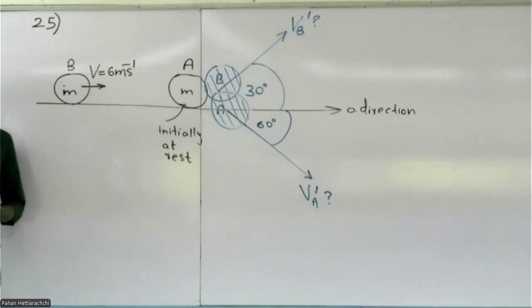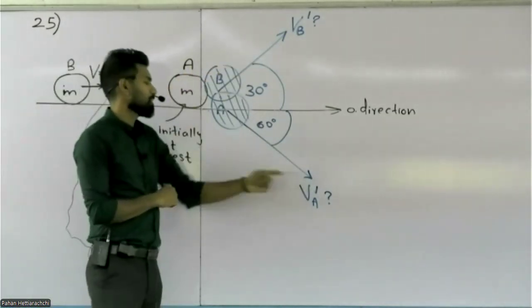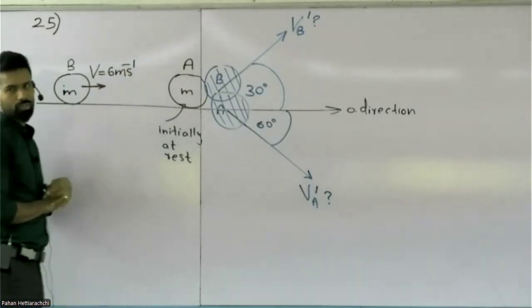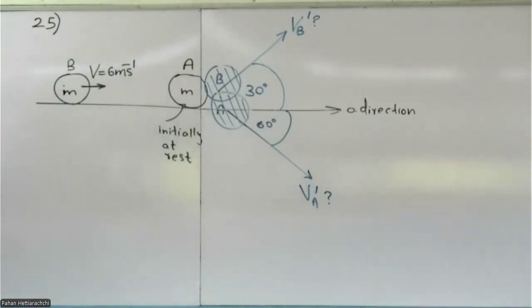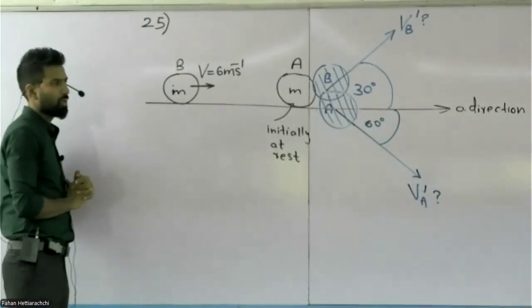Now there are two unknowns. We don't know the final velocity of B and the final velocity of A. As there are two unknowns, definitely we have to use two equations. From a single equation, we can't find two unknowns. So at the end, if we are going to have the answer, we need two equations. So what are these two equations? What's the method?